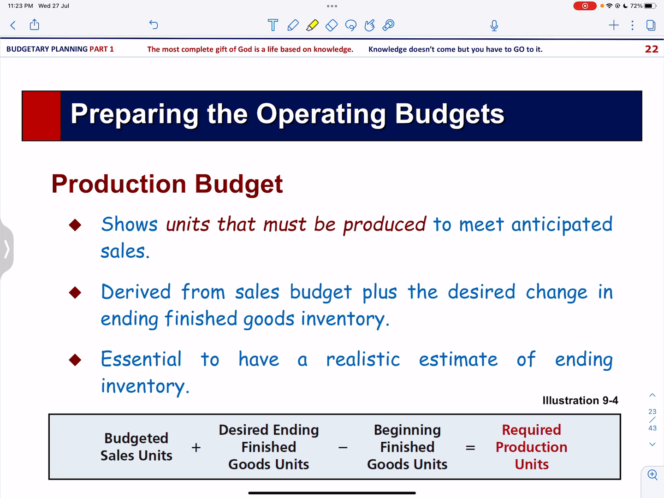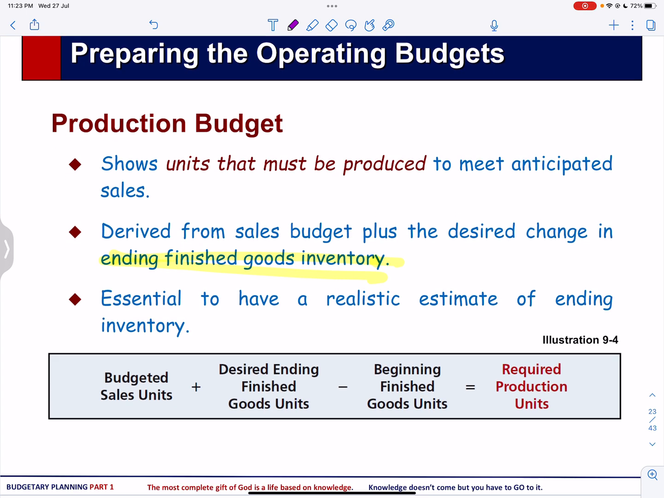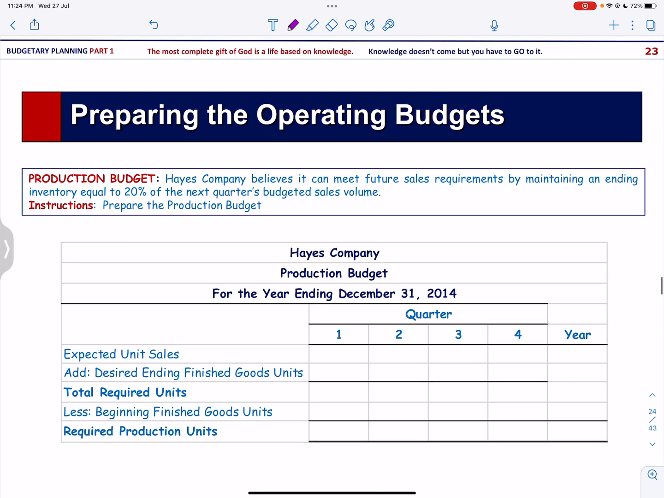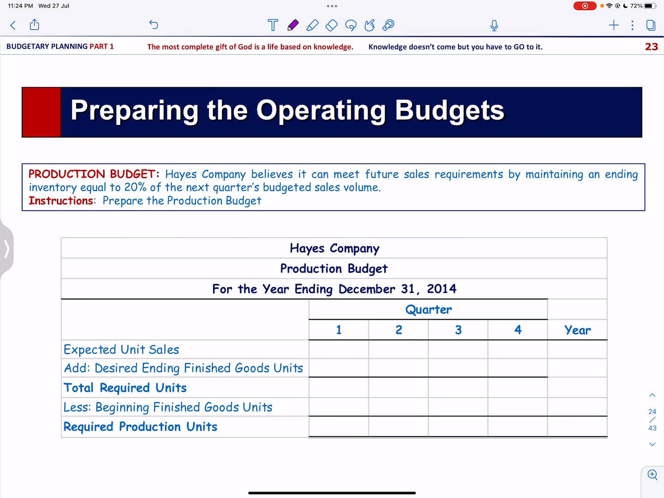Now this is something of interest in the production budget, the ending finished goods inventory. And the formula for determining the required production in units is budgeted sales plus desired ending finished goods in units minus beginning finished goods in units. So let us look into an illustration again, and we are going to solve it. Hayes Company believes it can meet future sales requirements by maintaining an ending inventory of 20% of the next quarter's budgeted sales volume. Prepare the production budget.